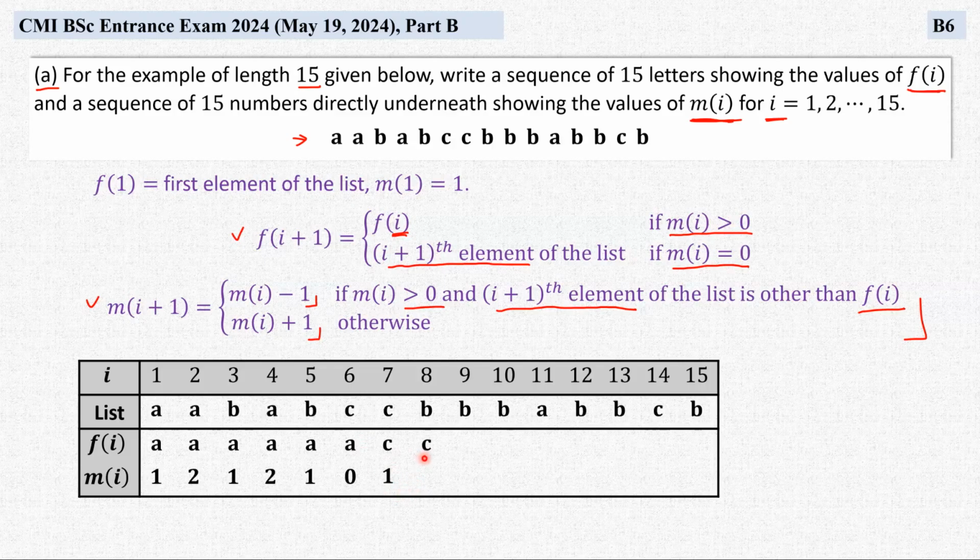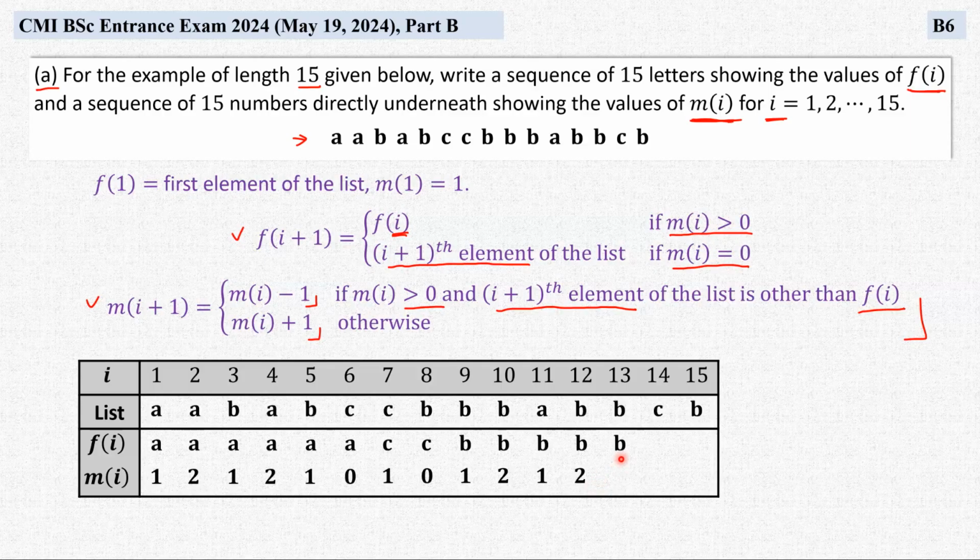So m is positive, so function f does not change, but b is different from c, so the function m decreases. So the function m becomes 0 again, which means that function f can change into a new element, now b. And when the value of m is 0, function m increases. So m is positive, so f does not change, and we have same elements, so function m increases. m is positive, so f does not change, and a and b are different, so function m decreases.